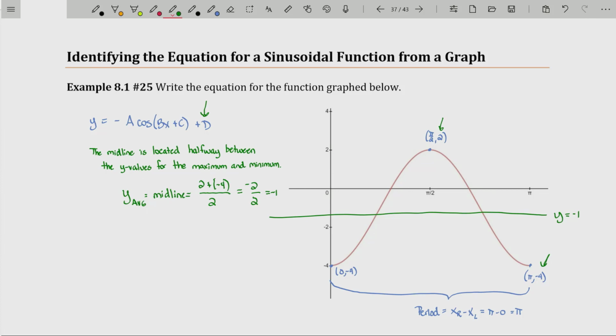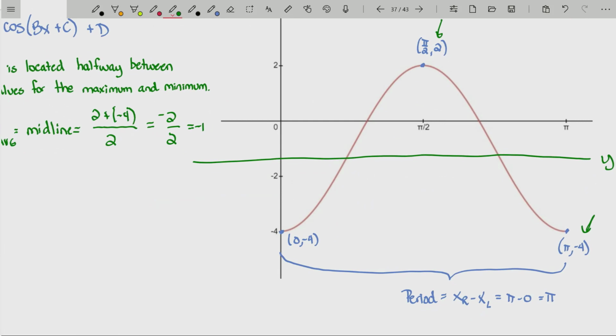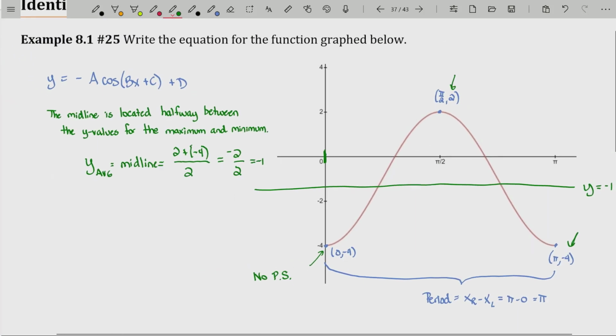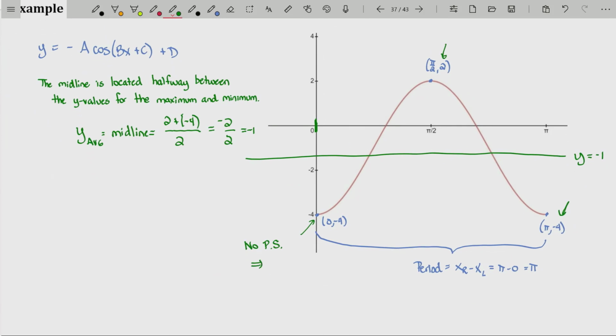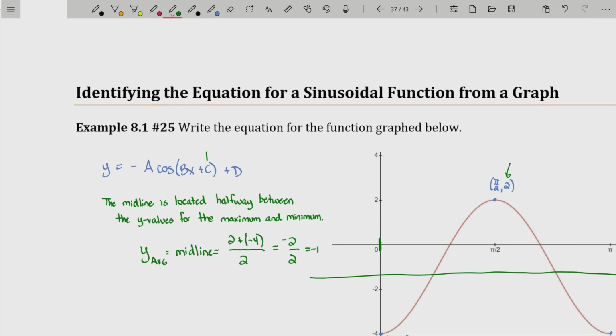We have the period. We could totally tell there's no phase shift. It is starting at x equals 0. So there's no phase shift, which means that C is 0. C causes phase shifts. So because we don't have a phase shift, C is going to be 0.